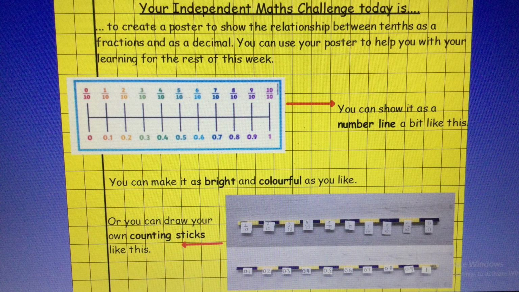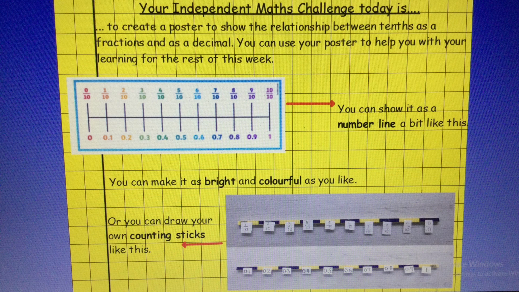Your independent maths challenge today is to create a poster to show the relationship between tenths as a fraction and as a decimal. Your poster is going to help you with your learning for the rest of the week. It might help you teach your adult at home the relationship between tenths as a decimal and tenths as a fraction, or a younger sibling, or you could even show your grandma and granddad on FaceTime or Zoom or Teams and teach them that 0.1 is the same as 1/10.